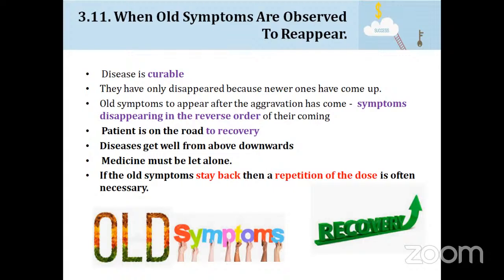And what happens if the old symptoms are staying back like that? Then you can give a repetition of the dose, the same medicine in the same dose. That is often necessary to cure that. So old symptoms reappearing is a very good prognosis, stating that the disease is curable, and they have come up because the symptoms may be disappearing in the reverse order. That is why the latest symptoms are going and the old symptoms are coming out into the picture. So we can tell that the patient is on the road to recovery. So this 11th observation has good prognostic value.